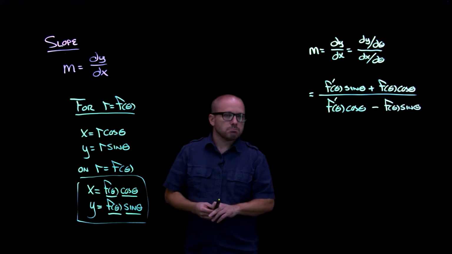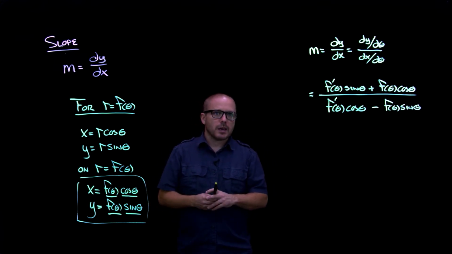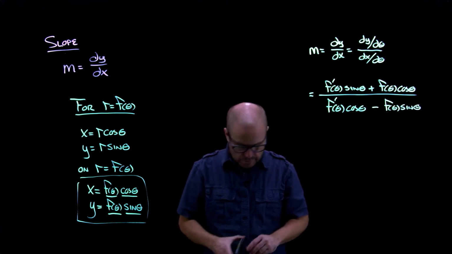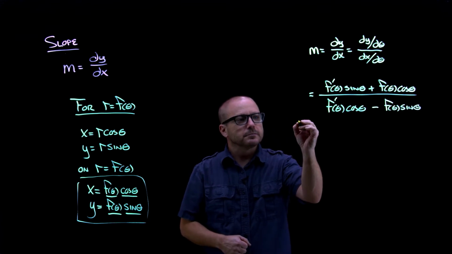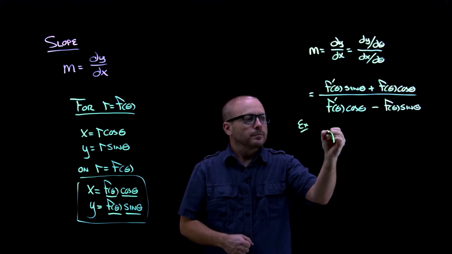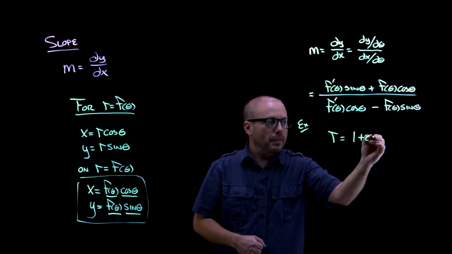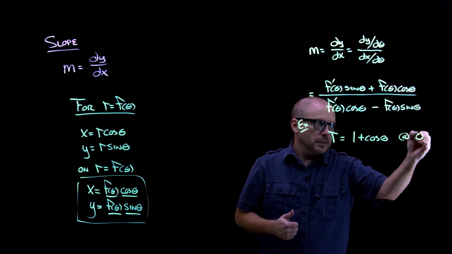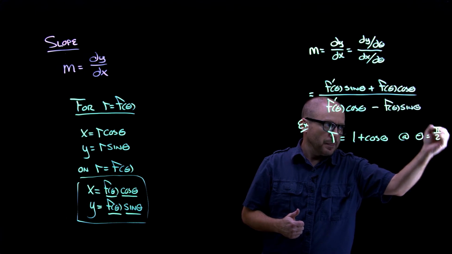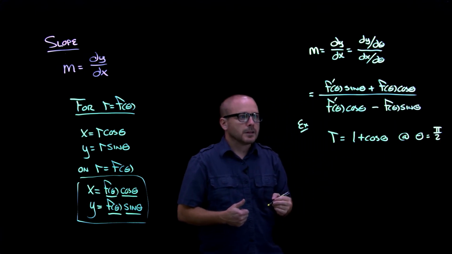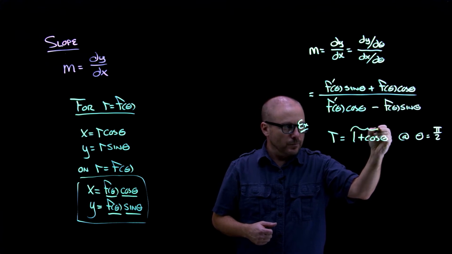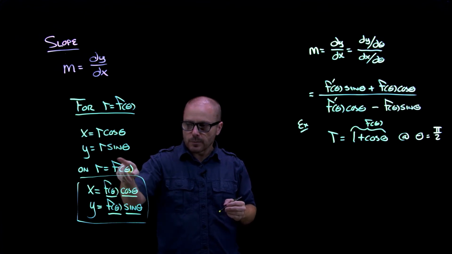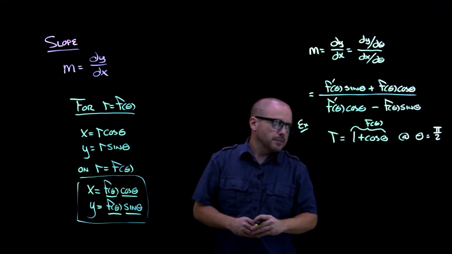Okay, let's find the slope of that curve, the cardioid that we looked at. Say r is 1 plus cosine theta. Let's find the slope of that curve at, say, theta equal pi over 2. Now, this is the f that I'm talking about: we're talking about being on some curve r equals a function of theta. So that's the function of theta.